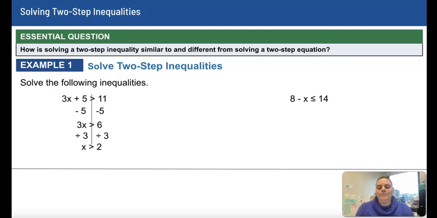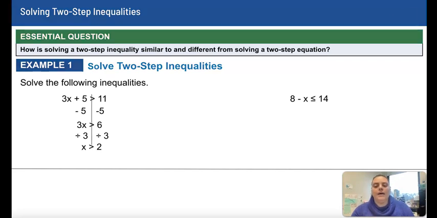Looking at our next example, if I put in a number for x, I'm going to take 8 and subtract that number. Well, I can kind of rewrite this. And I can rewrite this as being 8 plus -1 times x. So I can see here that if I put in a number for x, I'm multiplying by -1, and then I'm adding 8.